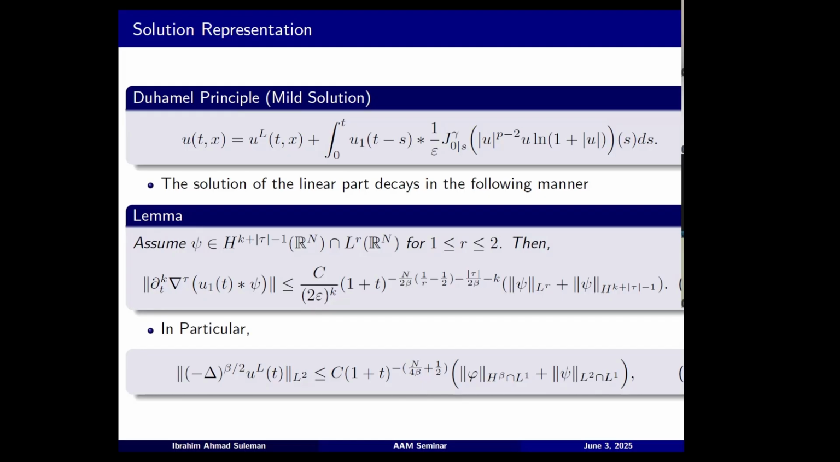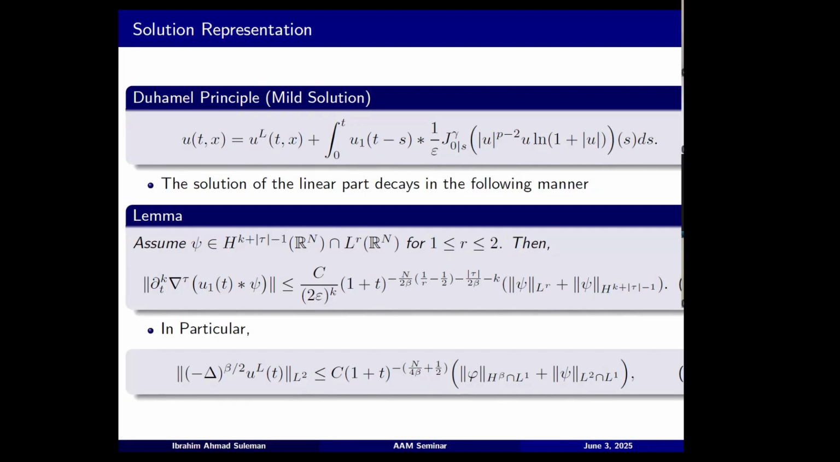Now we come to our norm estimate for the linear solution, and we claim this lemma: assume that psi, which is the initial data for the derivative in time, is in this space, 1 less than or equal to r less than or equal to 2. Then we combine here, depending on the value of k and the multi-index tau, you have a decay of this form for the linear solution.